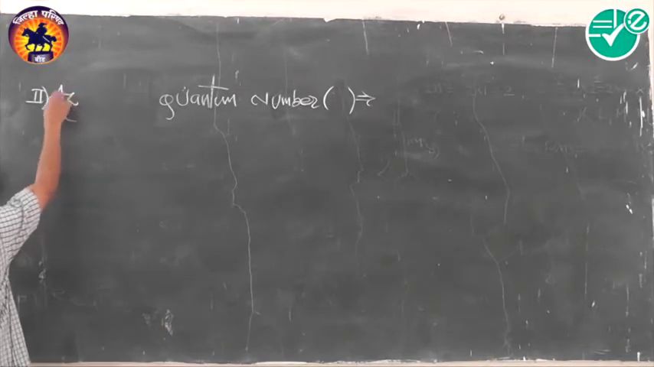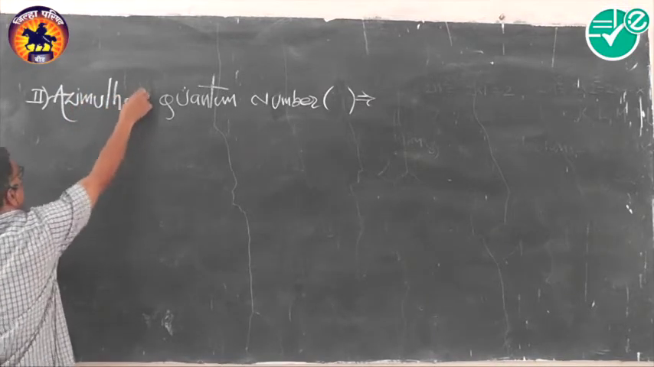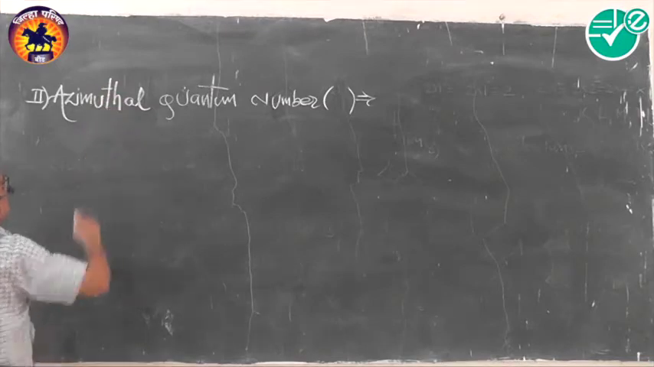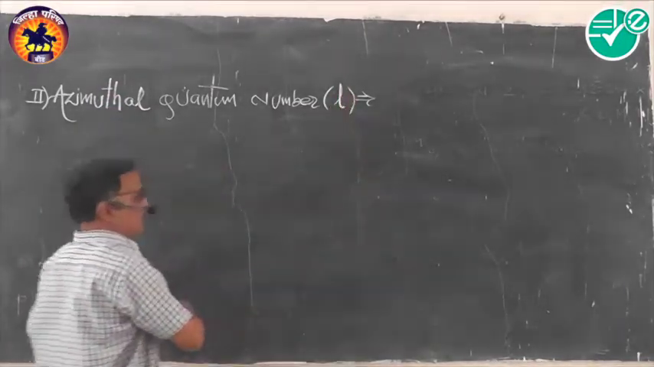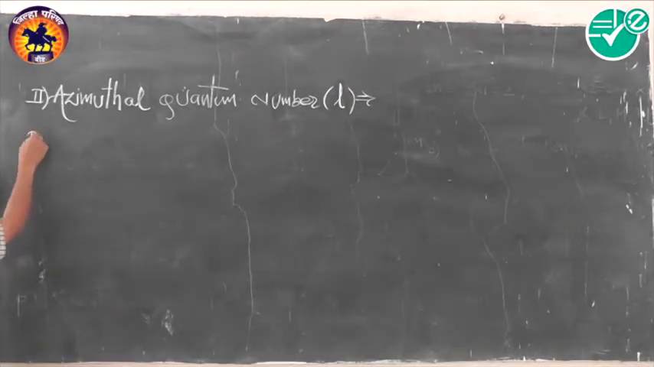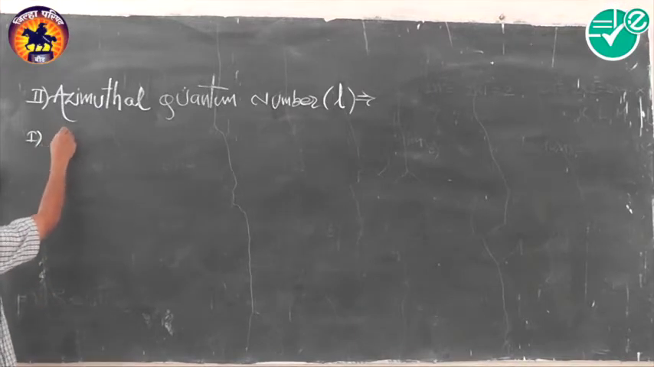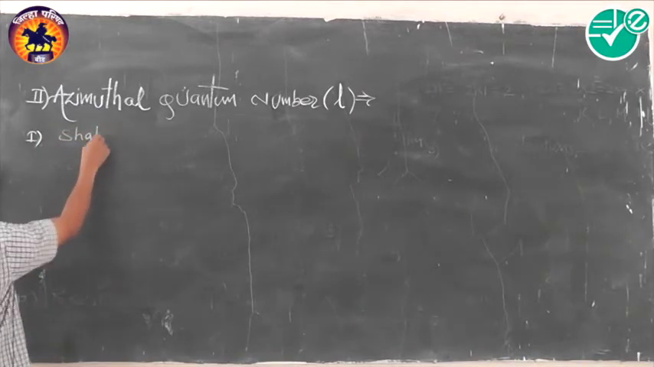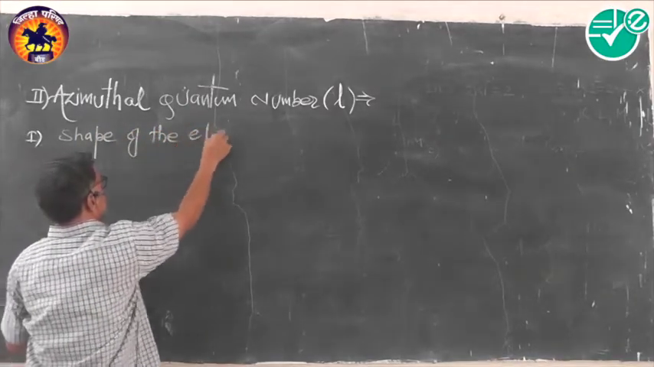Azimuthal quantum number, denoted by small letter l. The first point, shape of the electron cloud.